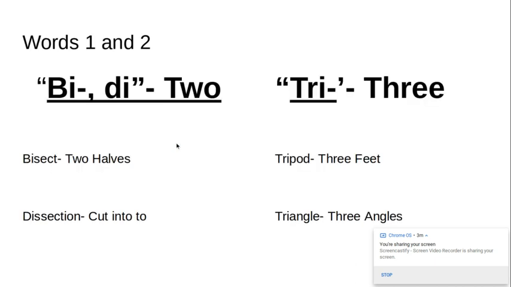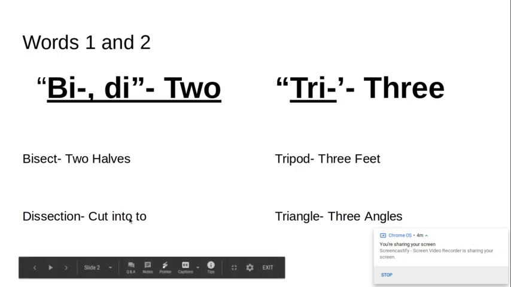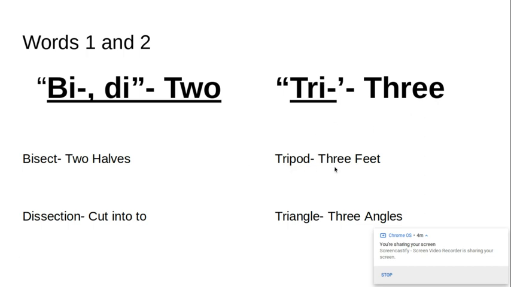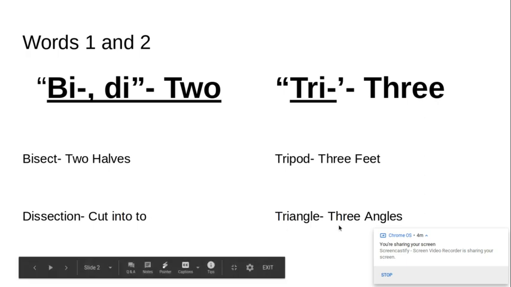So when I say these words today are pretty easy, look at the first two here. Bi meaning two. Bisect means two halves. Dissection means to cut into or to cut into two. Sorry, there's a typo right there. Tri meaning three. A tripod has 3 feet or 3 legs. A triangle has 3 angles.